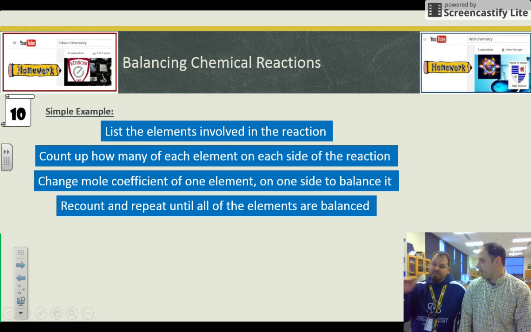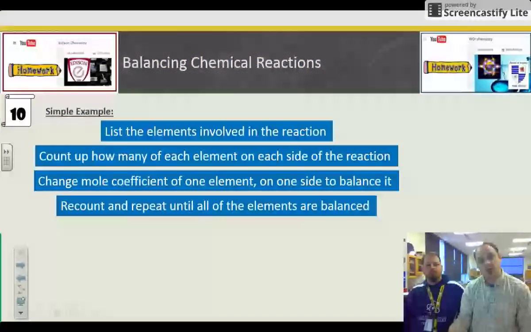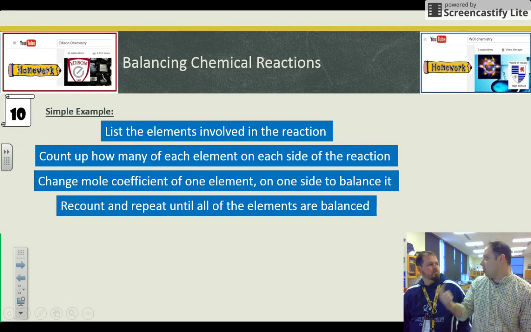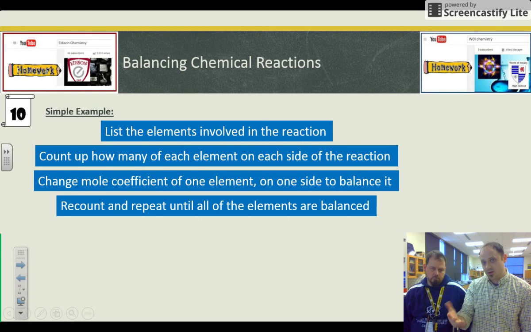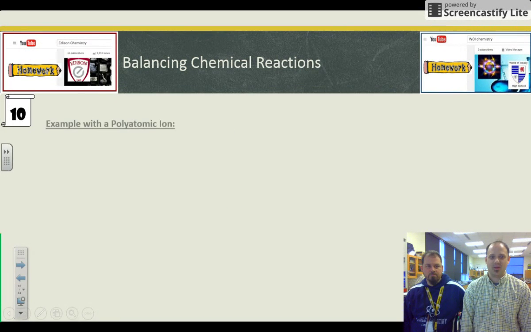Now, this is what we're talking about. It's in the actual equation. We have to change it there first before we recount. And then we recount until all the elements are balanced. I put it this way: you count, compare, change a coefficient, repeat. You'll see. Yes, let's do it. So, first one.